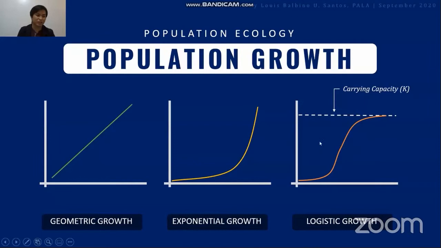And this is what happens with most populations. They experience rapid exponential growth at first, but eventually they cap off at the carrying capacity of the habitat, meaning there's an equilibrium between the number of organisms and the amount of resources that are available. Now, this relates to the survivorship curves.